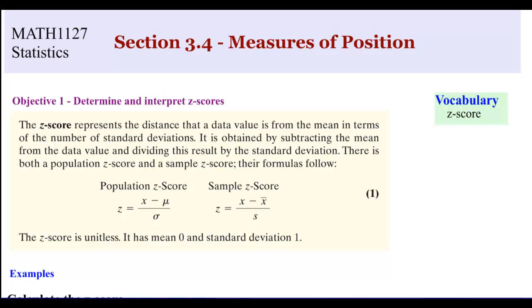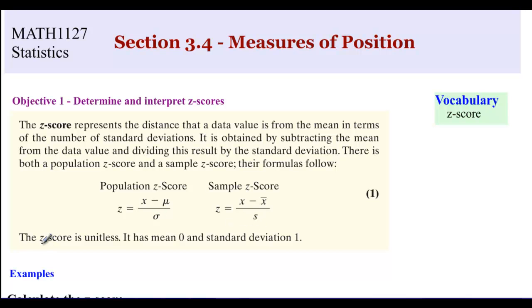The Z-score represents the distance that a data value is from the mean in terms of the number of standard deviations. We find it by taking that data point, subtracting the mean, and then dividing by the standard deviation. There's both a population Z-score and a sample Z-score, but really the only difference is that we are using mu and sigma whenever we're dealing with the population, so hopefully that makes sense. We'd have the data point minus the mean of the population divided by the standard deviation of that population. And then for the sample Z-score, we're taking the data point, so that x, subtracting the sample mean and then dividing by the sample standard deviation.